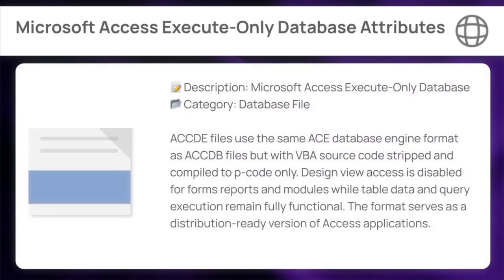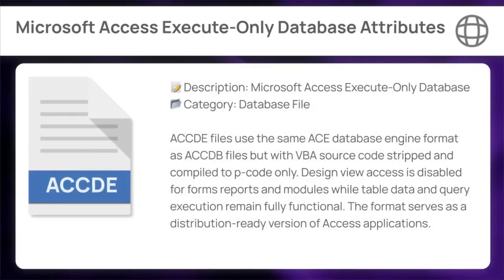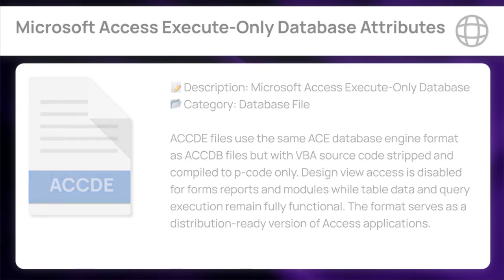ACCDE files use the same ACE database engine format as ACCDB files, but with VBA source code stripped and compiled to P code only. Design view access is disabled for forms, reports, and modules, while table data and query execution remain fully functional. The format serves as a distribution-ready version of Access applications.